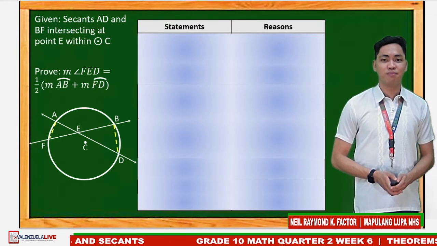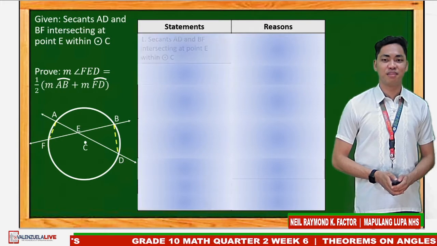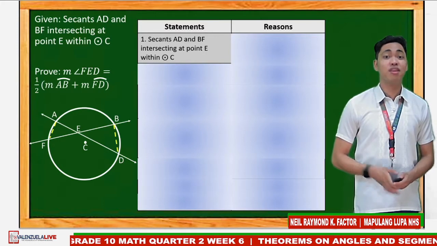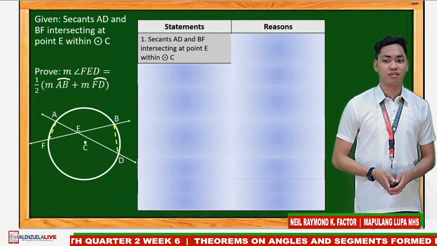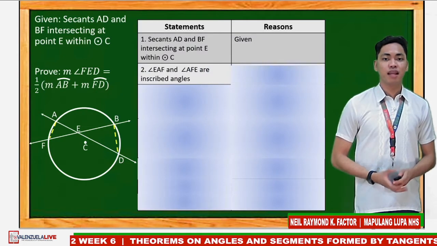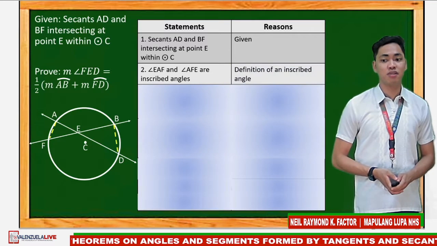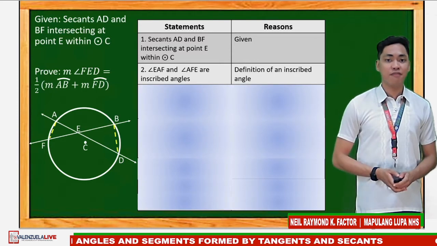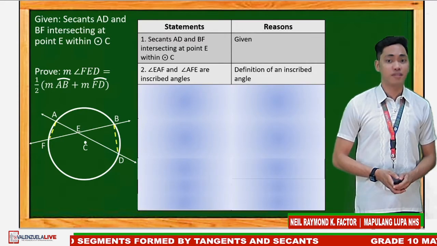Statement number 1. We have secants AD and BF intersecting at point E within circle C. And of course, we always start with your given. So, for statement number 2, angle EAF and angle AFE are inscribed angles. And this is because of the definition of an inscribed angle. As you can see on the figure, angle EAF and angle AFE are really inscribed angles. Their vertices are on the circle itself.